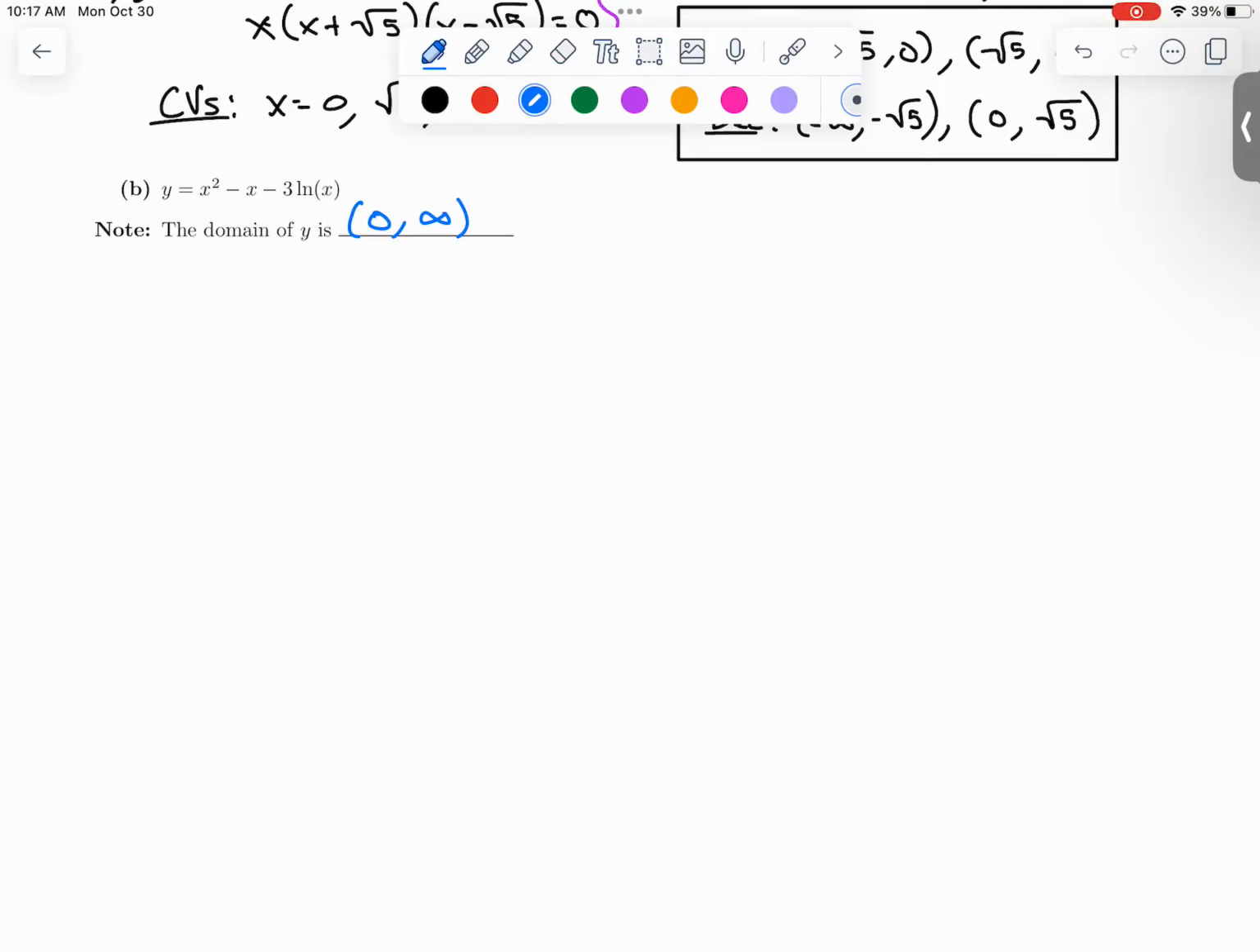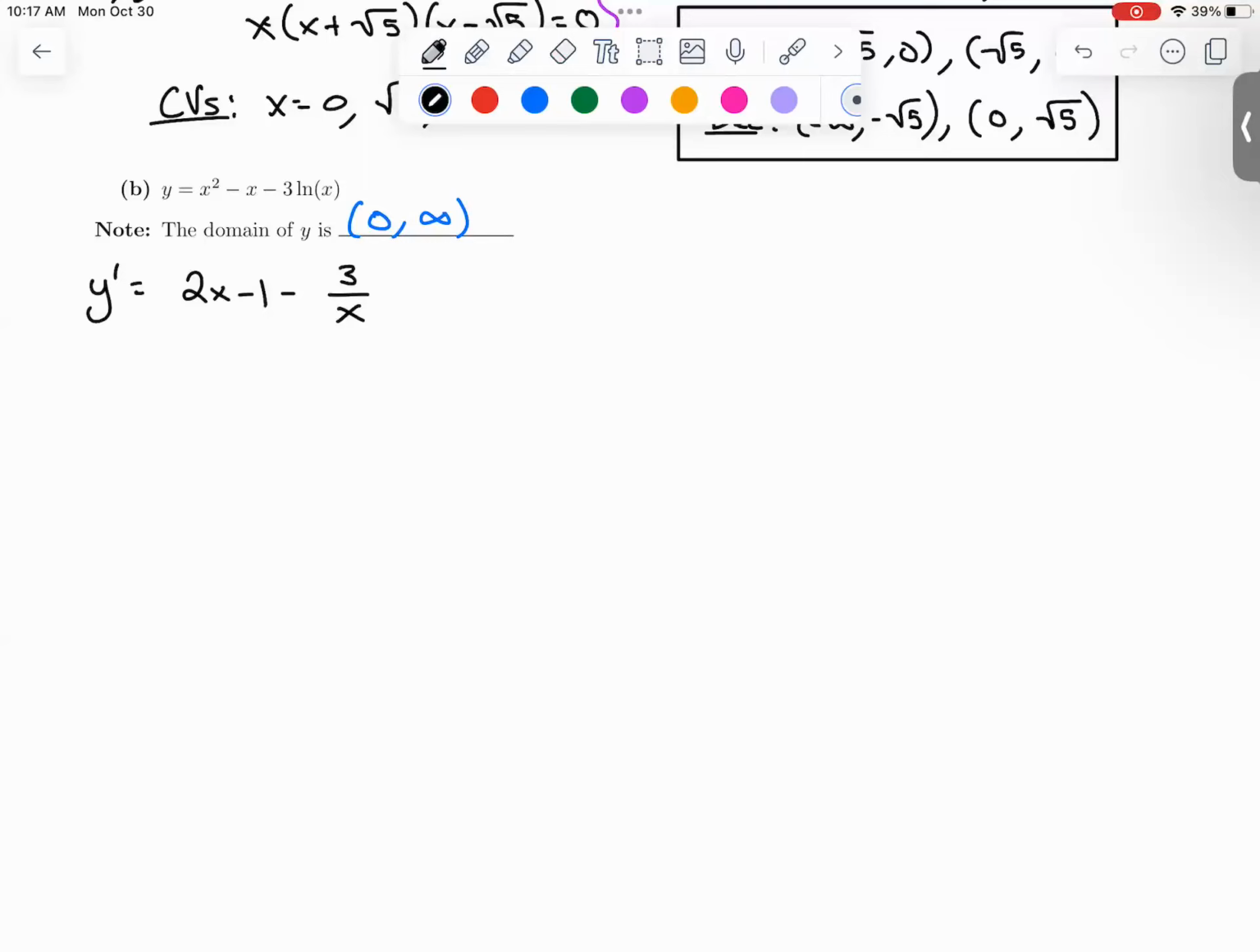In order to find the critical values, or to find the intervals of increase and decrease, we need to find the derivative and set it equal to 0. So y prime is 2x minus 1 minus 3 over x. I did this deliberately to show us that sometimes if you were to just look at the derivative and not realize that the original function has a natural log in it, you might think that the derivative is defined everywhere.